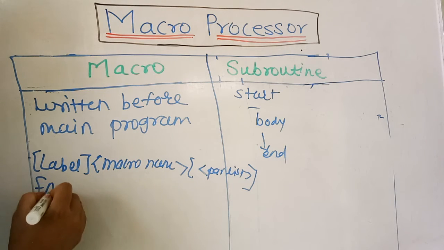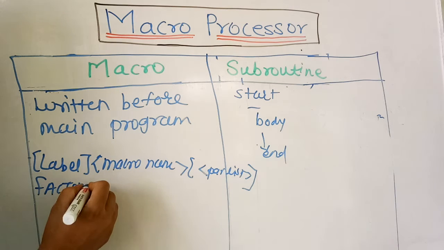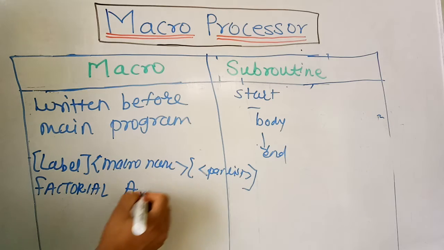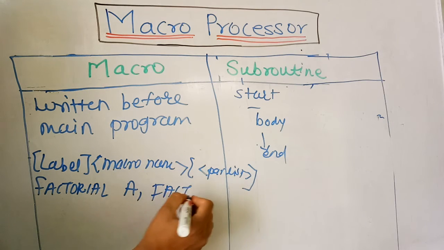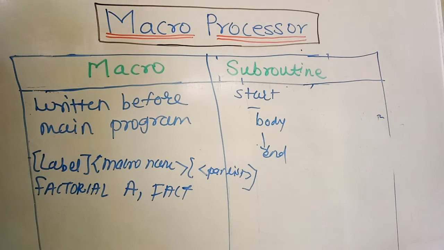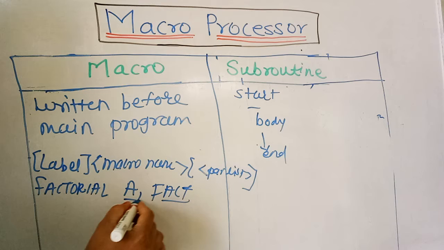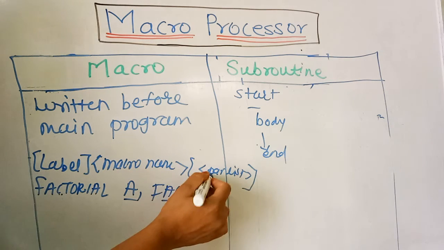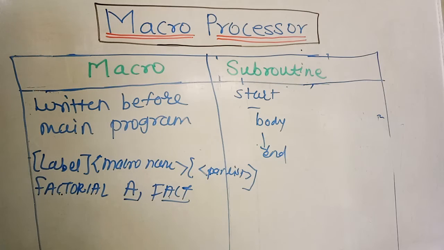It is like you have to write the name of that macro, for example, factorial. You have to provide the number and you have to write the name of it, where factorial is the name of the macro and a and fact is the list of the actual parameters which are using it. It is a label, a macro name, and it has the parameter list.